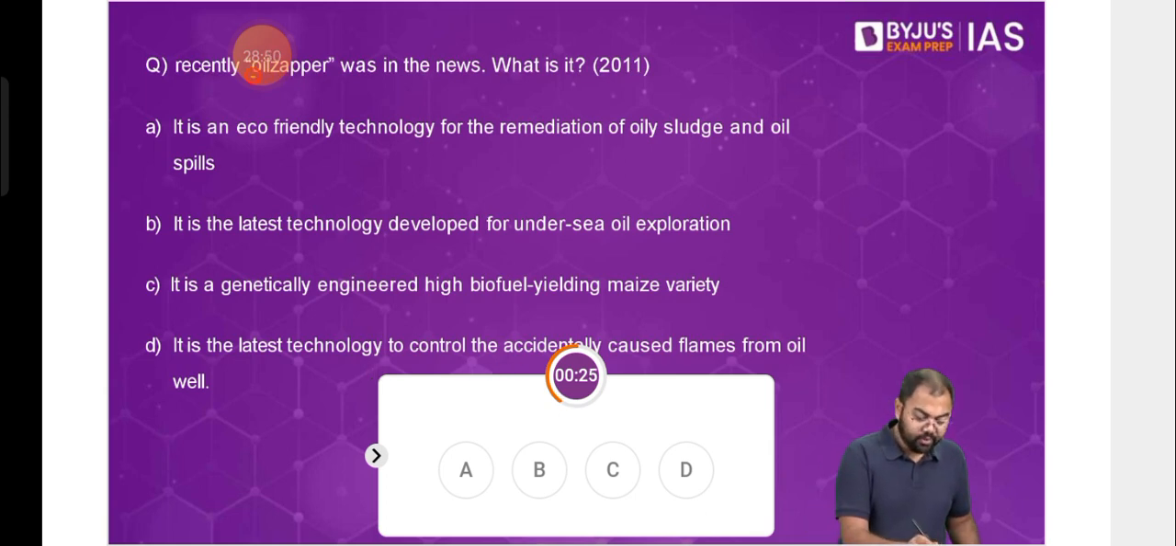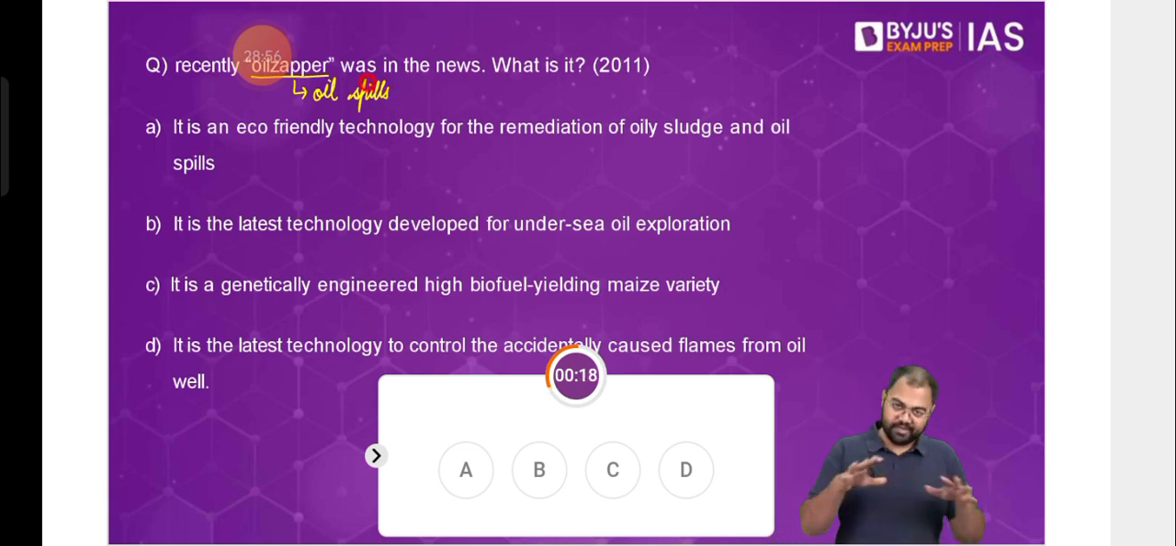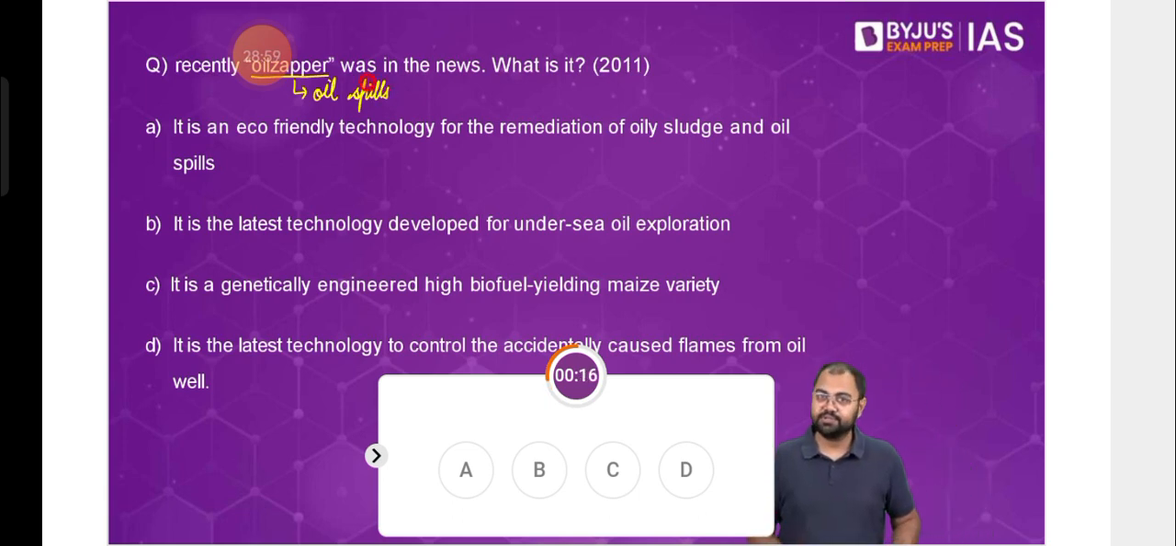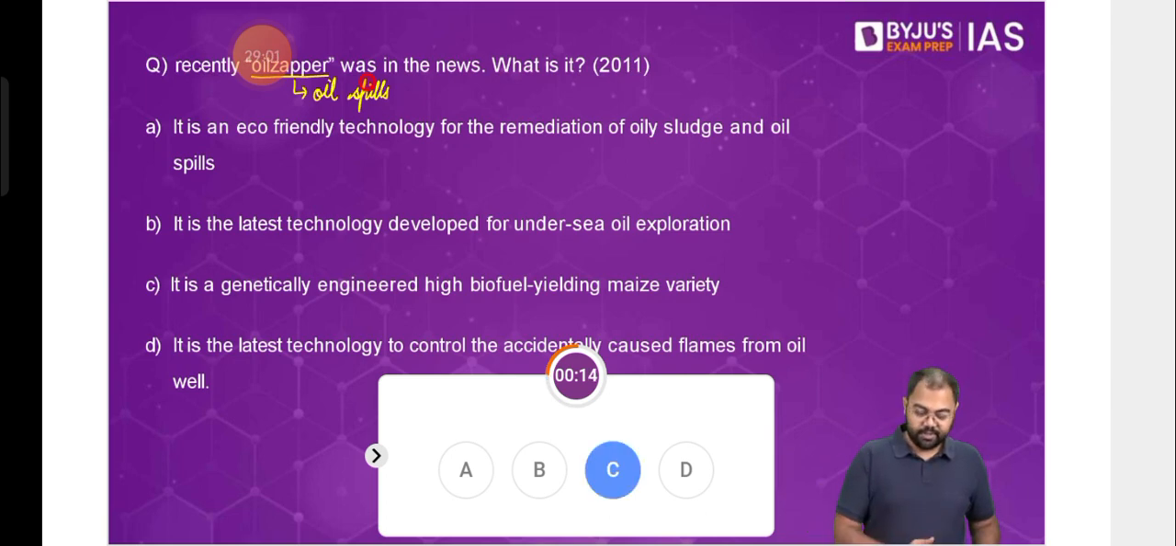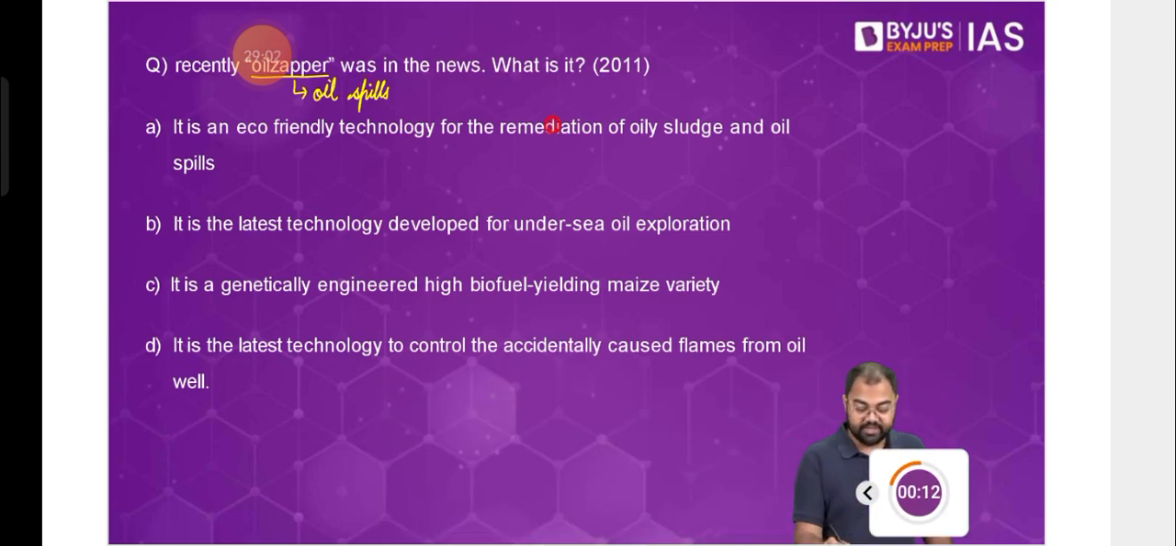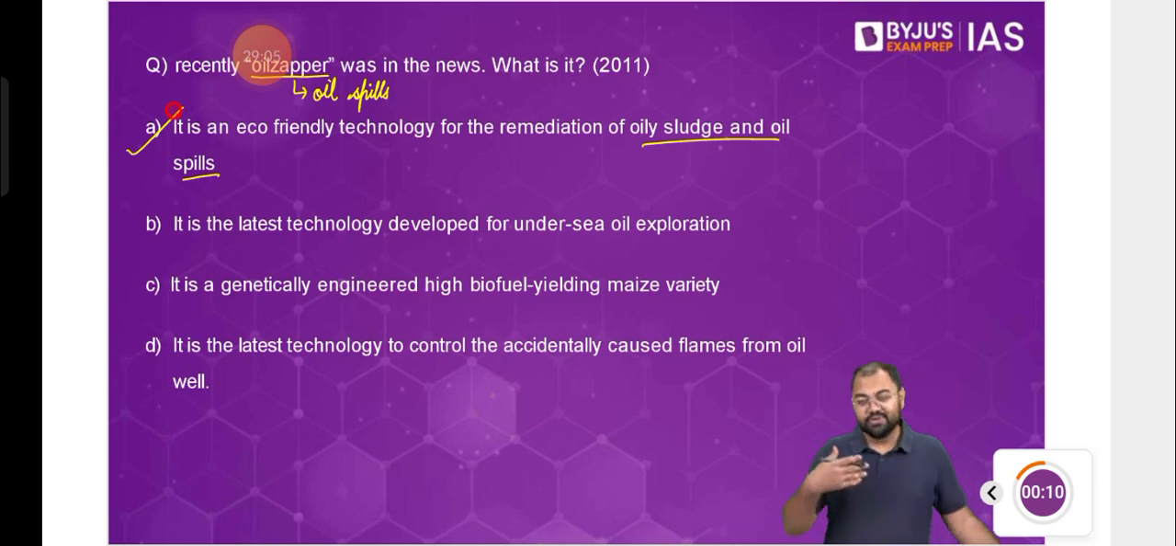So oil zapper. In what context did we talk about oil zapper? We talked about oil spills, right? We discussed that whenever oil spills happen, you can use oil zapper. Oil zapper will go there. It will eat upon all the hydrocarbons that you have on the surface of the sea or oceans, and you'll be able to decontaminate the area. Look at statement A. It is an eco-friendly technology for the remediation of oily sludge and oil spills. This is correct. So you don't even have to look ahead.